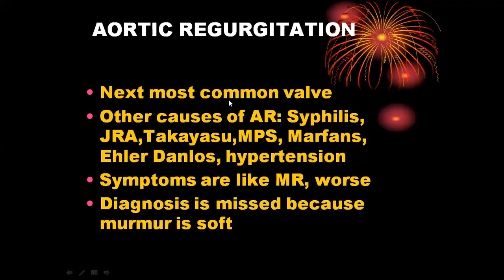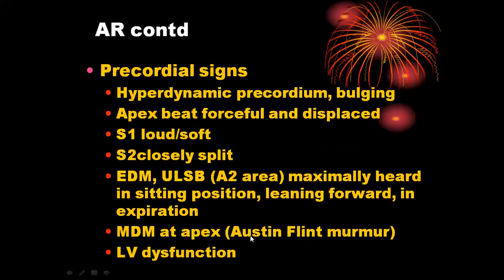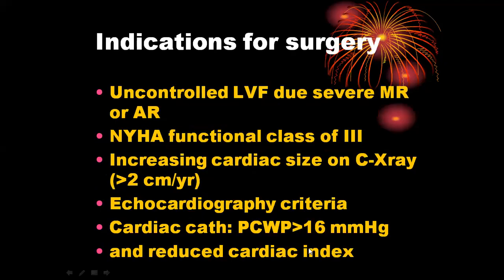Aortic regurgitation is the next most common valve lesion. You have to differentiate it from other causes of aortic valve involvement. Aortic symptoms are like MR, but they are worse than MR because this is a very major valve. So this aortic regurgitation, you have to treat with medicines. These are the few signs, but I don't want to go into detail of aortic regurgitation. If either the mitral valve or aortic valve does not improve with your treatment, then you have to go for surgery.